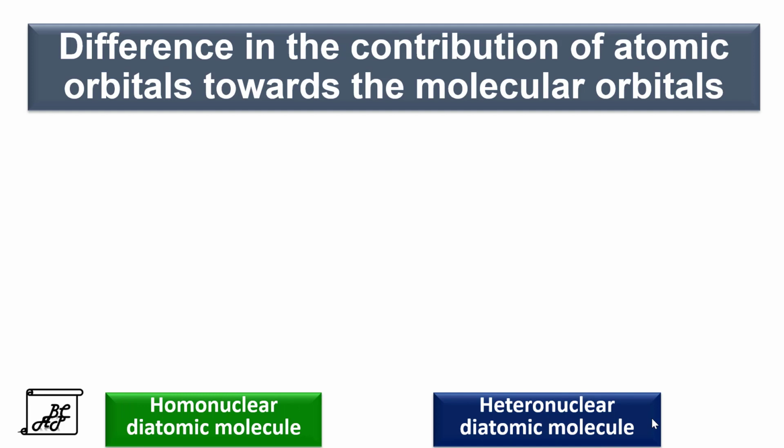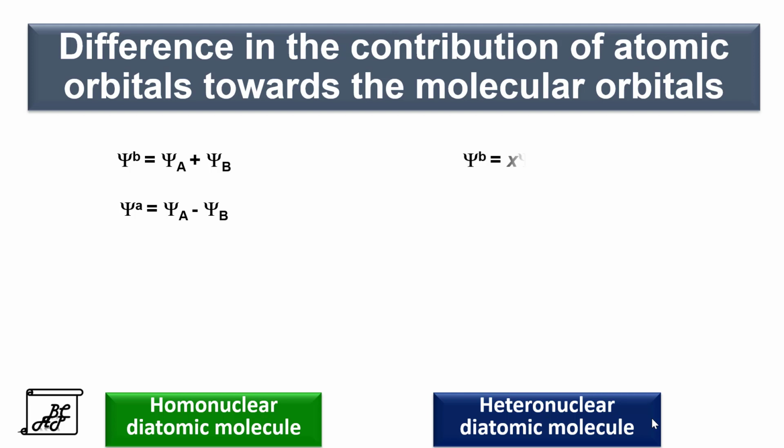When we compare the homonuclear and heteronuclear diatomic molecules, in case of homonuclear diatomic molecule, the bonding orbital is represented as psi b is equal to psi a plus psi b. This we have already studied in one of my earlier videos. If you have not watched that video, click on the above link and please watch the postulates of molecular orbital theory. Similarly, the antibonding orbital is represented by psi a minus psi b.